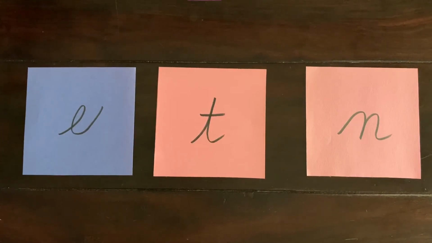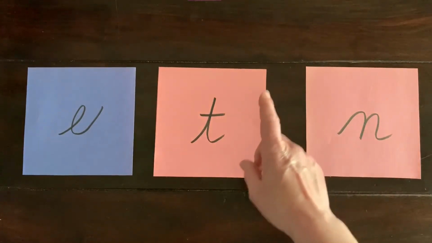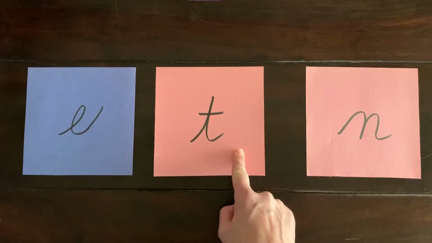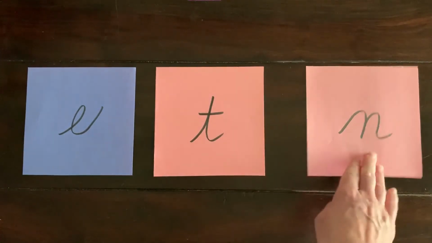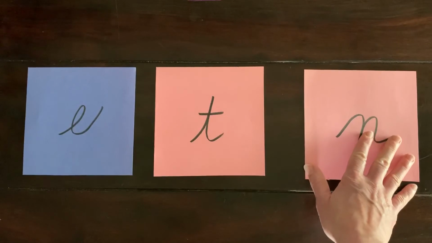All right, the last step in the Montessori 3-period lesson is the checking. You want to check to see what your child remembers. And so this part, there are a variety of ways you could do it. You could say, can you tell me what sound this is? Or what sound does this one make?